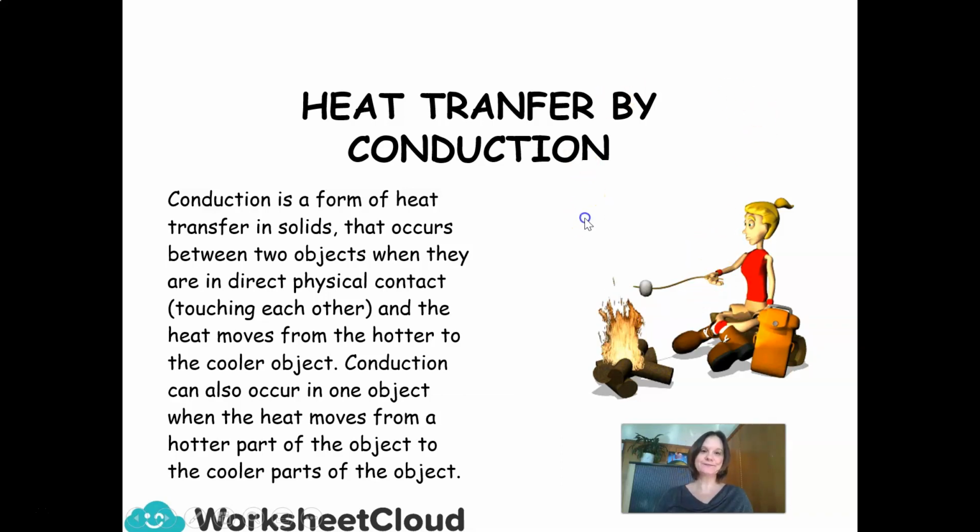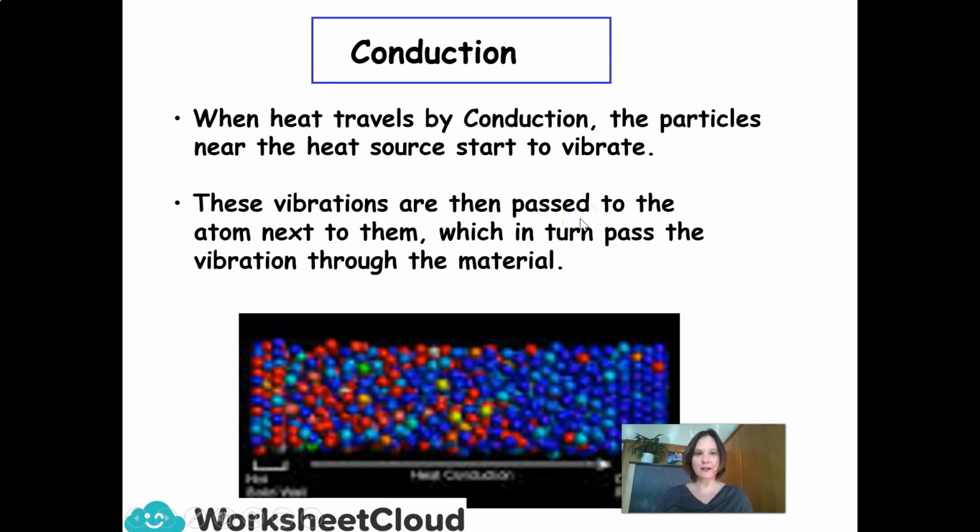Let's find out. When heat travels by conduction, the particles near the heat surface start to vibrate. Now remember, I spoke about conduction occurring mostly in solids. Remember how particles in a solid are so tightly packed together. They don't move around, okay? They vibrate. So they're closely packed and they vibrate. These vibrations are then passed to the atoms next to them, which in turn pass the vibration through the material.